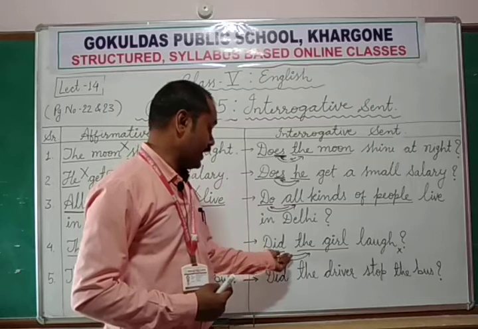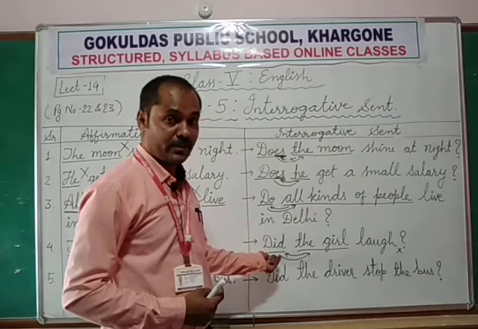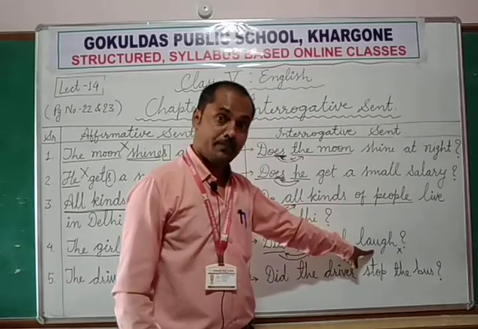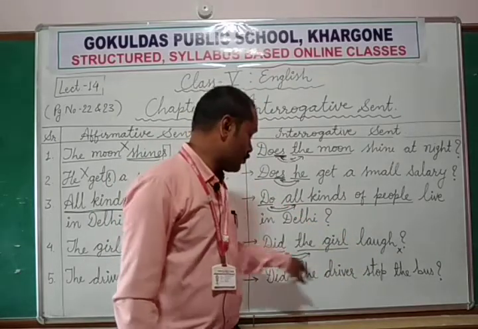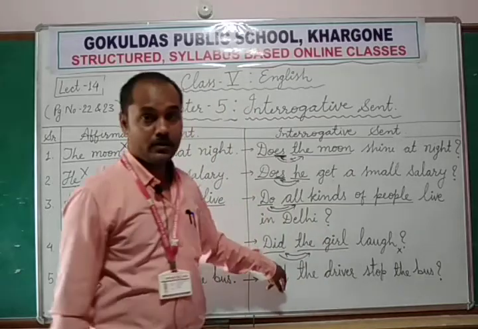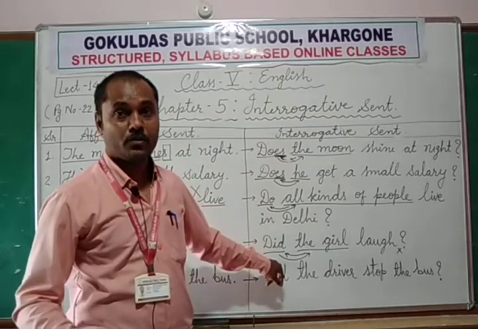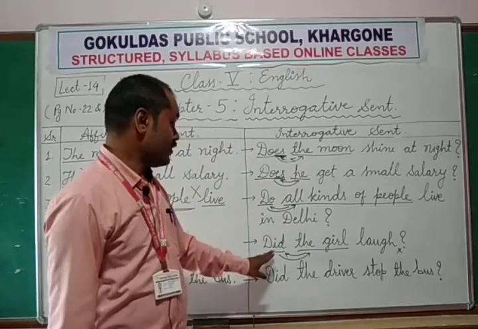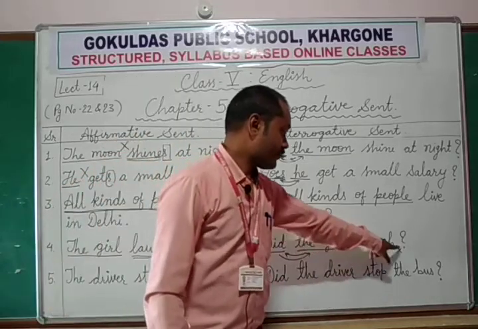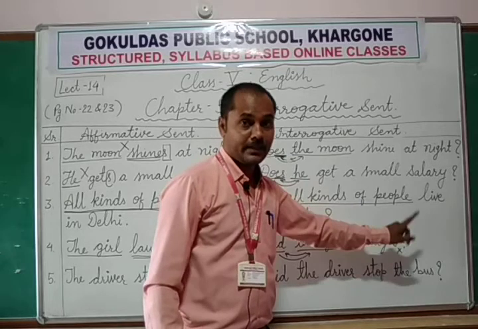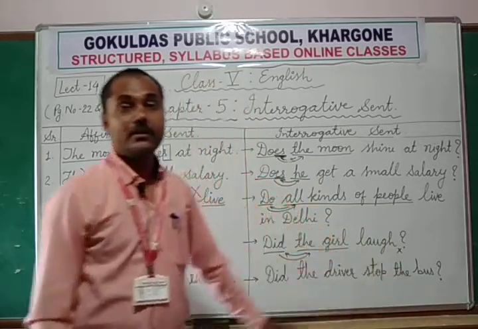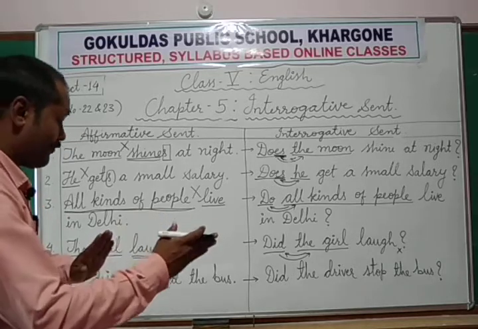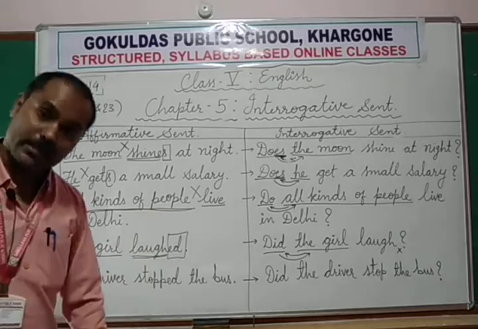So when the helping verb did is in the sentence, we use only the first form or the base form of the main verb. The second form or the past form of the verb we don't use in the same sentence. Okay, so: did the girl laugh? Remove ed, then question mark. So the first form of the verb will be there. Did the girl laugh? क्या लड़की हंसी थी?